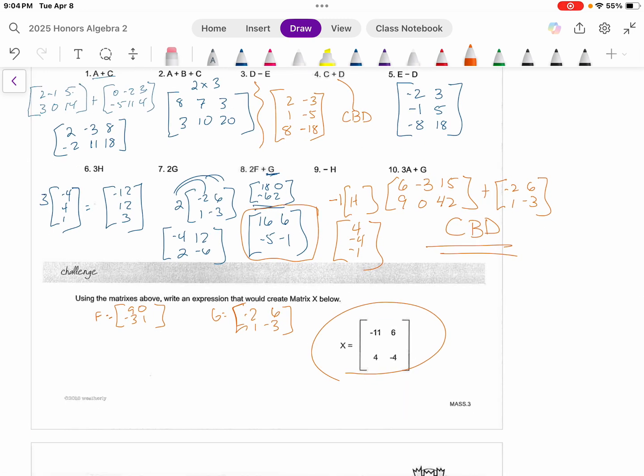Let's see. Well, 9 minus 2 is 7. 9 minus a minus 2 is 11. That's the opposite that I need. So what if I do -2 minus 9? That's -11. 6 minus 0 is 6. 1 minus a minus 3 is 4. So with this in mind, what I need to do is G minus F. That's the order I need to do. G minus F is equal to my matrix X there.